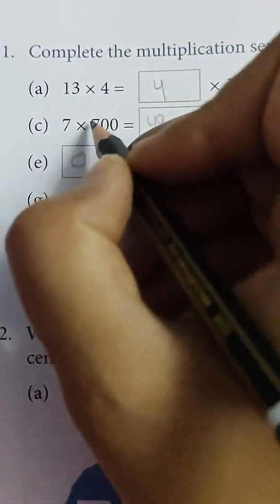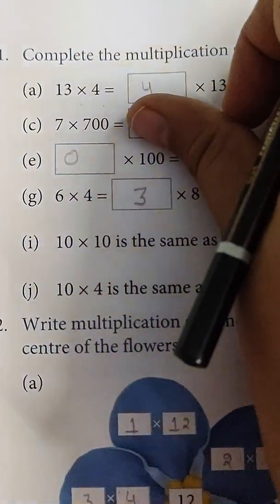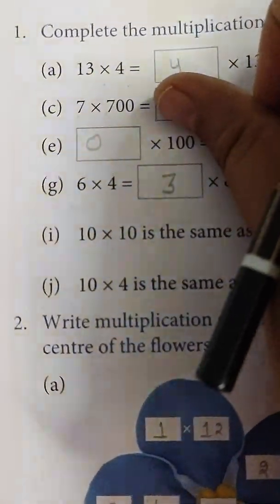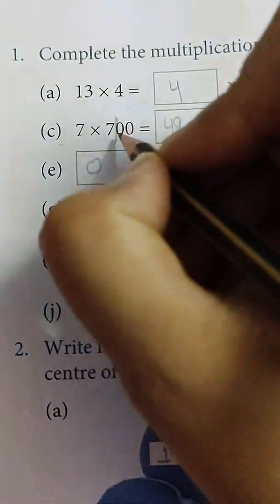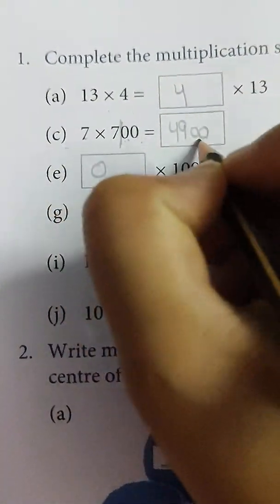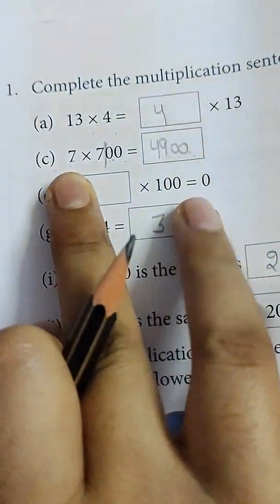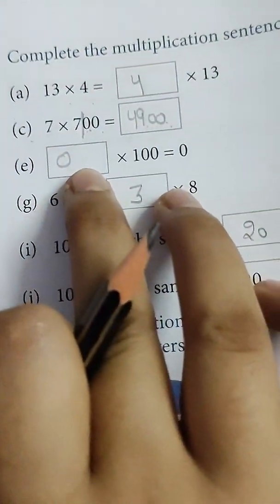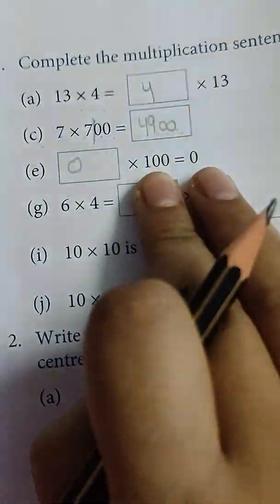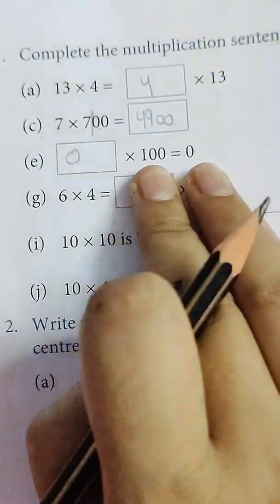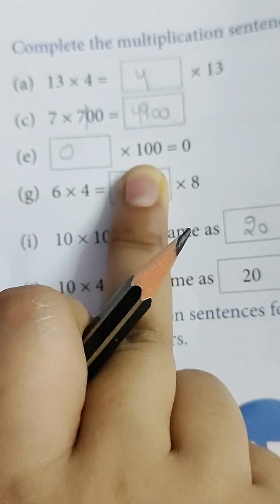Now 7 multiplied by 700. Obviously you will not multiply fully to get the answer here. You can just multiply 7 times 7, which is 49, and put the 2 zeros afterwards. Now any number multiplied by 0 gives 0, so you put 0 here. Now 6 times 4 is 24. You want to put a number here so that you get the same 24.